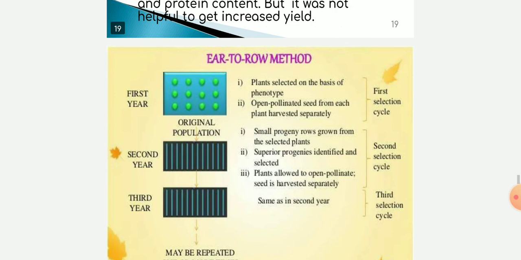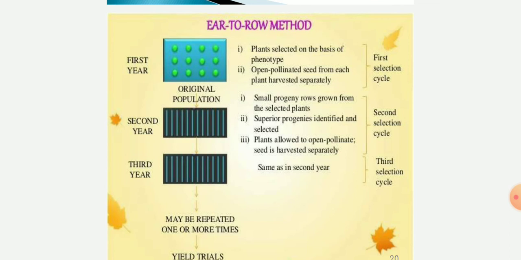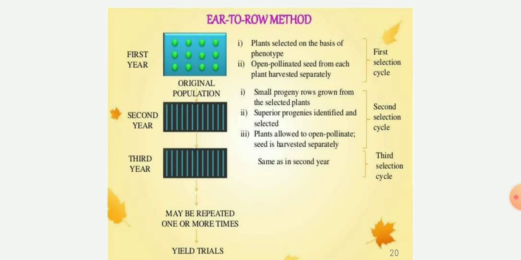This is ear to row selection. You see the structure or procedure. In the first year, plants are selected on the basis of phenotype, and open pollinated seeds from each plant are harvested separately. That is the original population, the first selection cycle. In the second year, small progeny rows are grown from the selected plants. Superior progeny is identified and selected. Plants are allowed to open pollinate, and seeds are harvested separately. In the third year, the second selection cycle and third selection cycle may be repeated one or more times. And the last one is the yield trials. Multi-location yield trials are a must to identify superior varieties for increased oil content in maize.